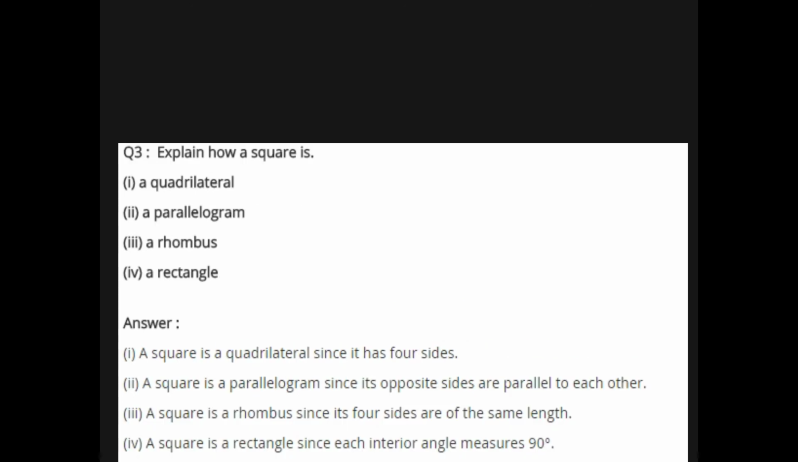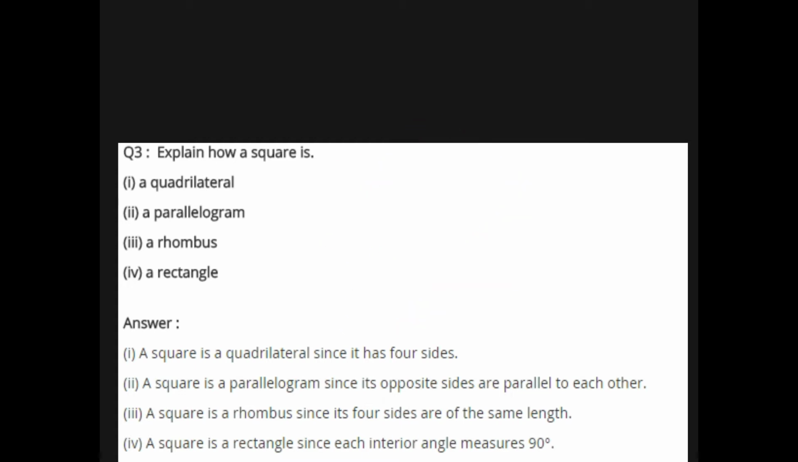Question number 3. Explain how a square is a quadrilateral. A square is a quadrilateral because it has how many sides? Four sides. Quadrilateral means, quad means four and lateral means line segment. So a closed figure which has four line segments. How is a square a parallelogram? Because in a square also two opposite sides are equal and parallel to each other. So yes, it is a parallelogram.